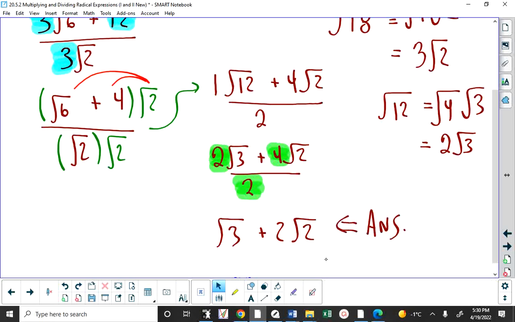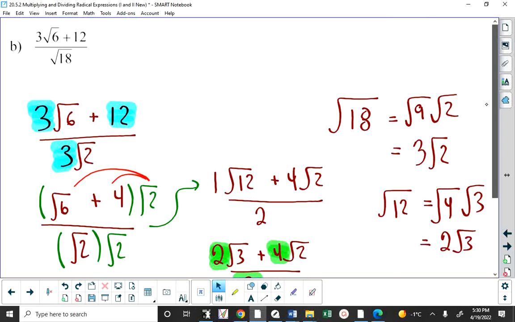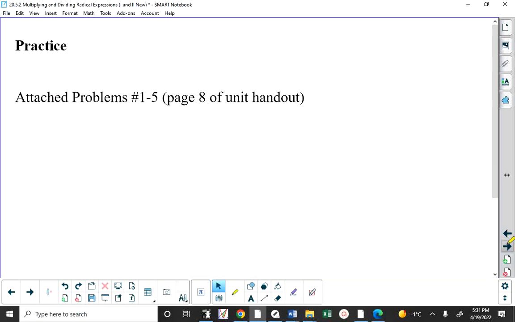I suppose we could check that against the original question. Let me just run that through my calculator. It's been a while since we did this. Root 3 plus 2 root 2 is this number. If I go to the original question and I take 3 root 6 plus 12, and I divide that by root 18, I get the same number. So that's it. I've mentioned this many times before in this course, but it's getting to be especially true.